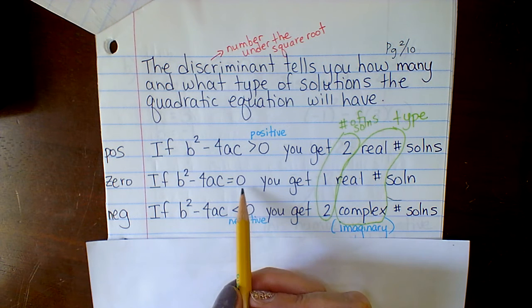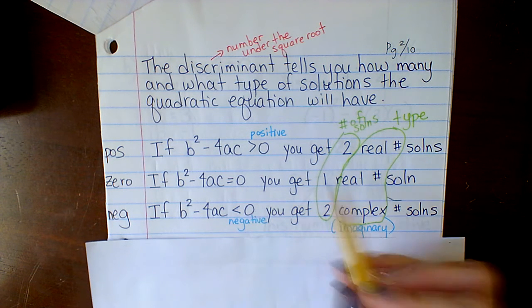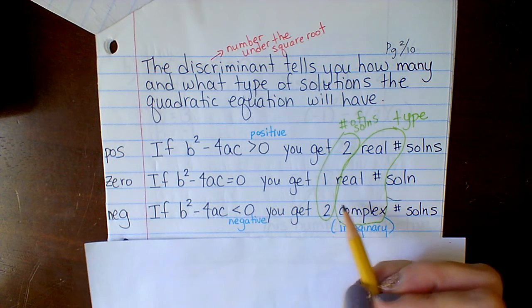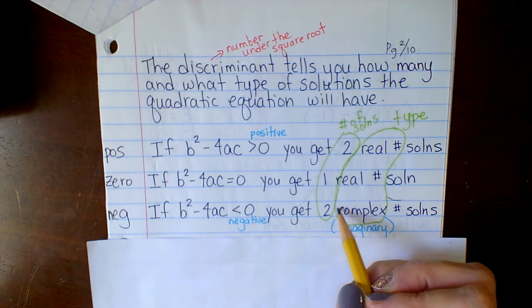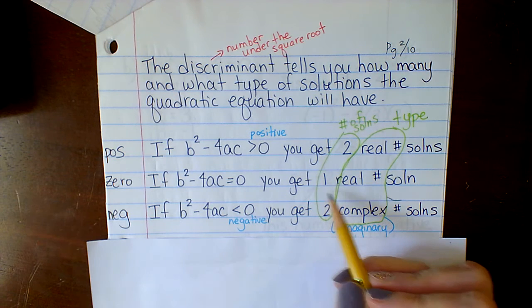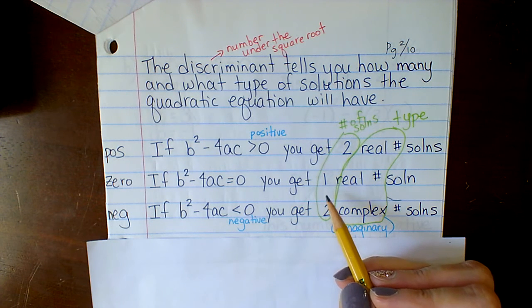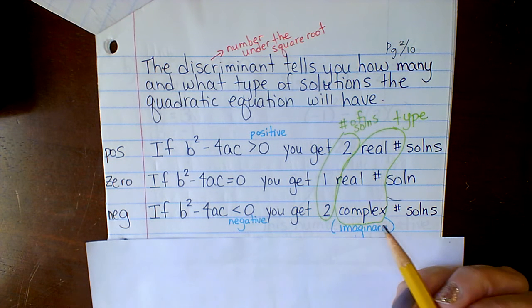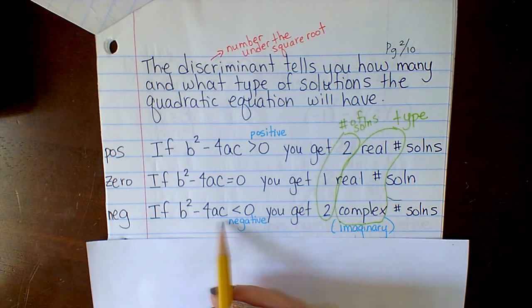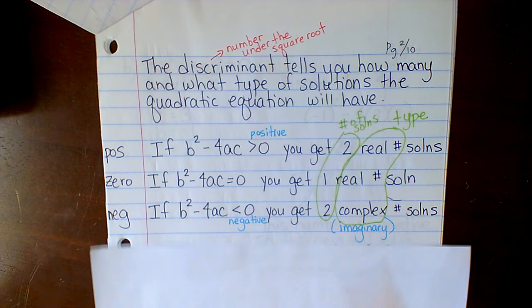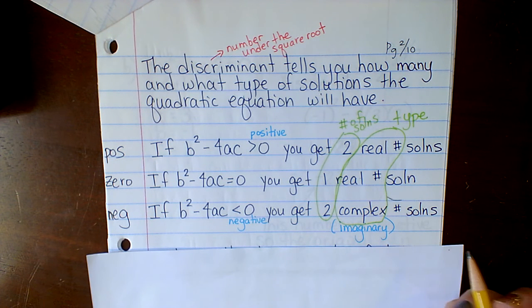If the number under the square root is 0, you're going to get 1 real number solution. Now, you may be like, no, you said you always get 2. You do. You get 2 answers. They just happen to be the same number twice. But we say that it's just 1 real number as your solution. It's just repeated. If the stuff under the radical is negative, well, then you're going to be taking the square root of a negative, so you're going to get imaginary or complex solutions.